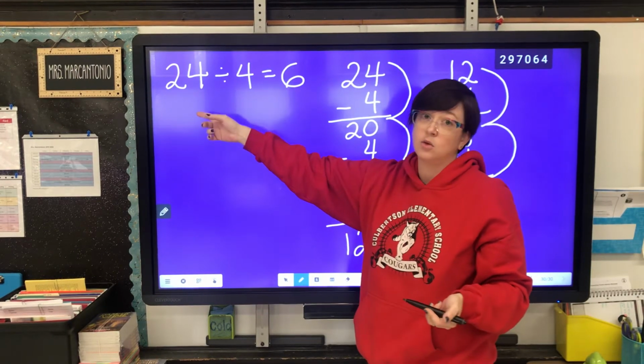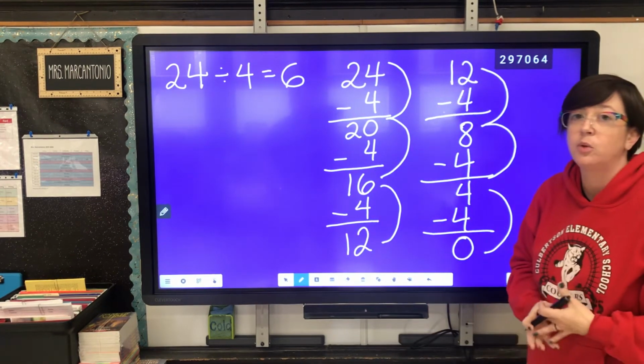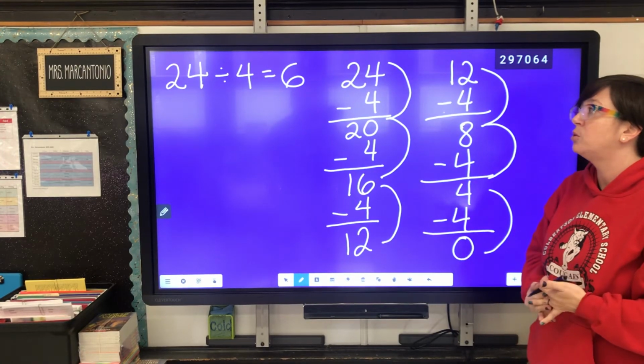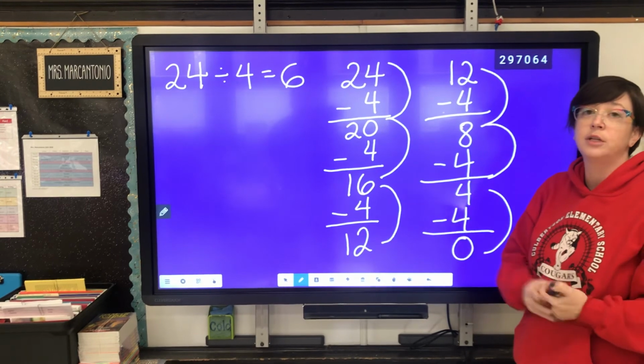4 times 6 is 24. So it's bringing in that connection between multiplication and division a little bit too, if you look at it that way. And that is how you use repeated subtraction to solve a division problem.